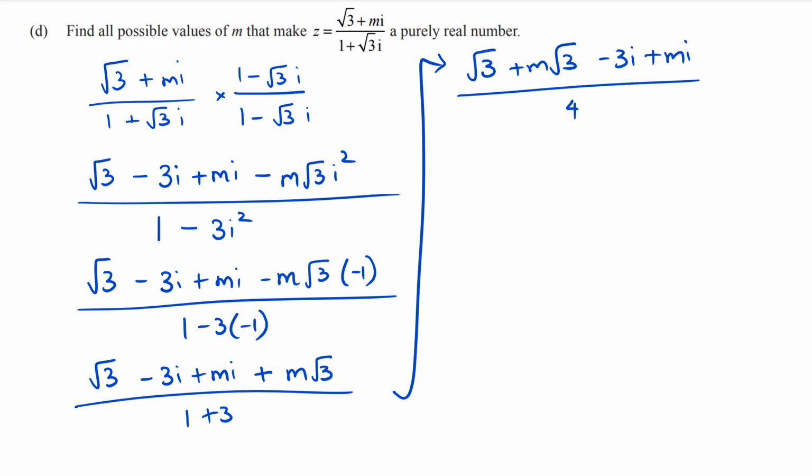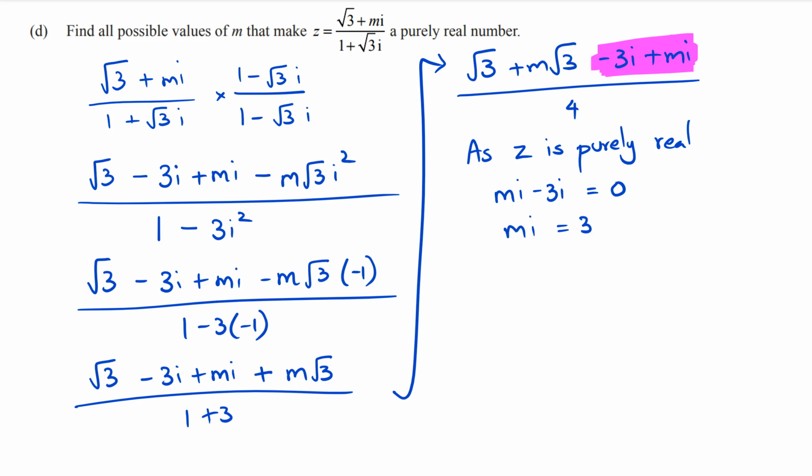Now, it says find all the possible m's so that z is a purely real number. If z is a purely real number, then it should have 0 as its imaginary part. So because of that, we can say something like this. As z is purely real, mi minus 3i is equal to 0. So we can say mi is equal to 3i, therefore m is equal to 3. And that's basically it for this question here.